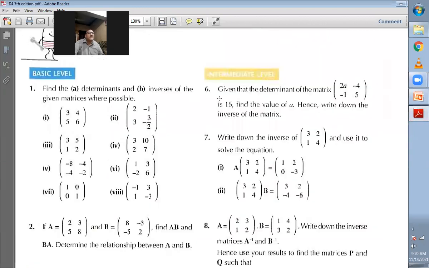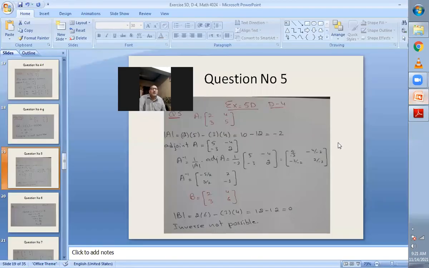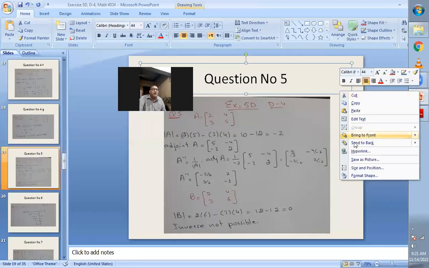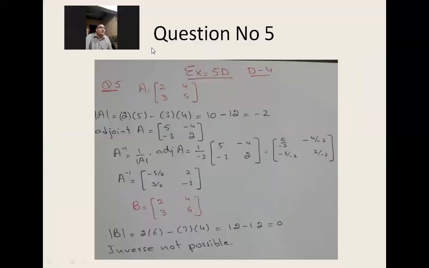The next question coming up on your screen is question number 6. You can see, given that the determinant of the matrix [2a -4; -1 5] is 16, find the value of a, hence write down the inverse of the matrix. Okay, so it's given to us that the determinant of this matrix is 16. So from there we will form an equation, and from there I can very easily find out the value of a. So let me show you how we do this. Here we go. So question number 6.